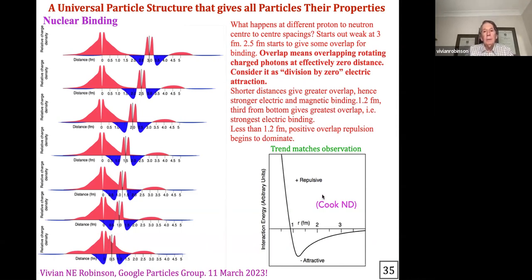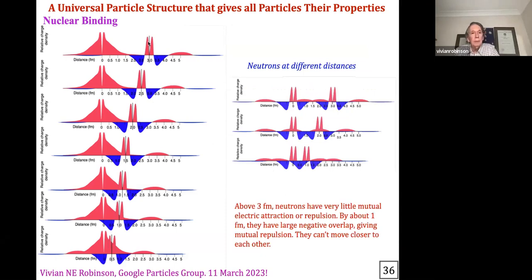Next, we have a quick look at what happens with neutrons at different center-to-center spacings. Really, a bit of binding, perhaps, maybe, until you get to about 1 FM. And then the negative n/3 oscillations are really strongly overlapping each other. And that's why you really can't get neutrons much closer to each other than about 1 FM.